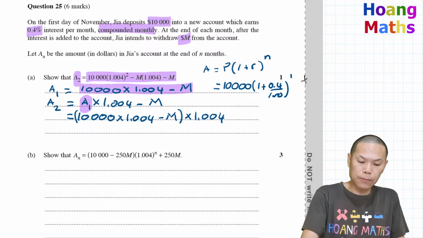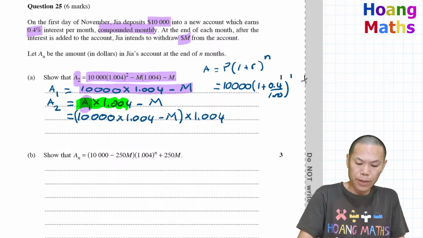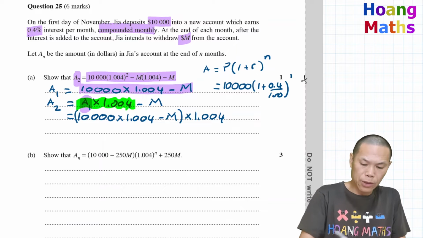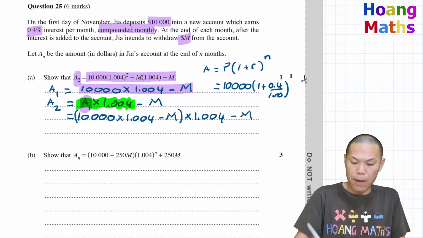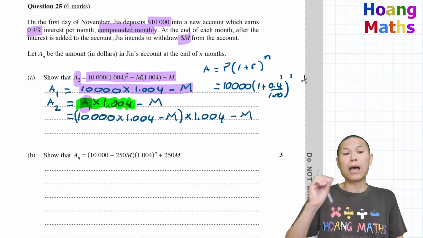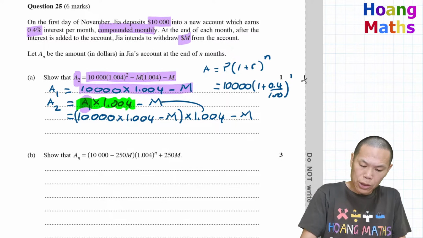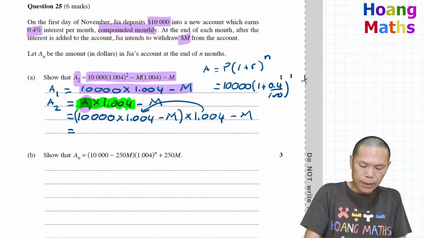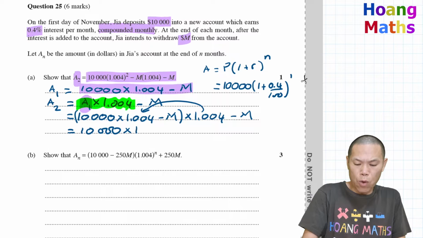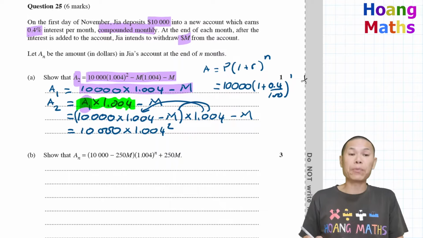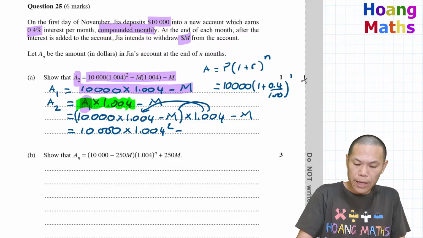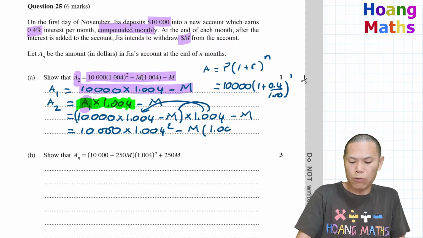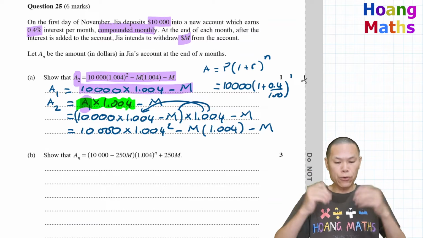So that is this part here. And now we just need to minus M. Just write this down. Minus M. What I do now is I just expand the brackets. So this times this will give me 10,000 times 1.004 squared. And this times that will give me negative M times, I can put brackets, 1.004, and minus M. So there you go.